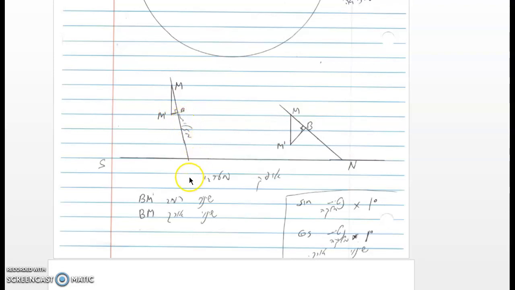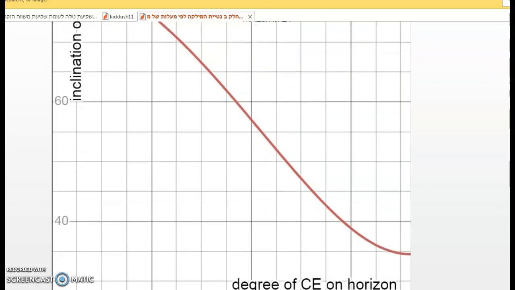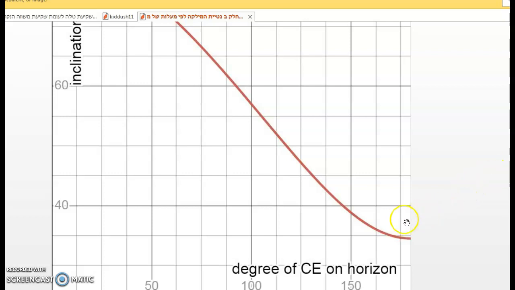This is the situation when Teleh, it's 83. How about, look at this. This is when it's Znaim. When Znaim is on the ecliptic, take a look here. You see how it is at 180. When the celestial equator is at 180, then we have 34. That's the lowest possible.